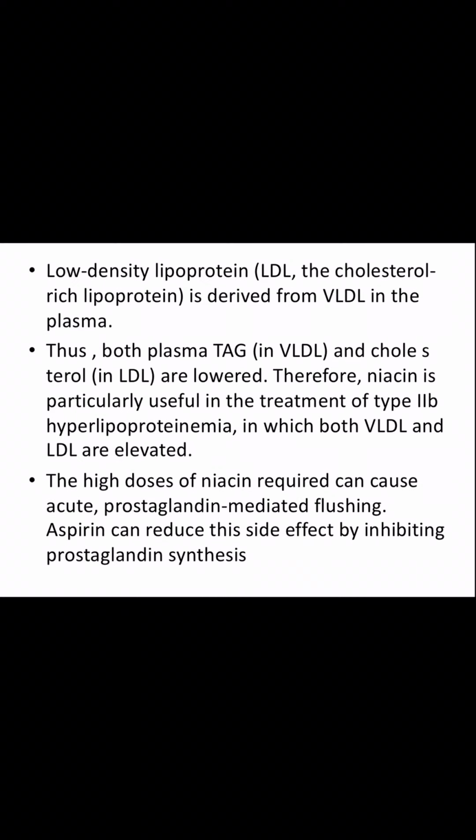LDL. Okay, so actually it is acting as a drug for lowering the cholesterol and the LDL, VLDLs in your body. So thus both plasma TAG in VLDL and cholesterol in LDL are lowered. Therefore, niacin is particularly used in the treatment of type 2b hyperlipoproteinemia, in which both VLDL and LDL are elevated. The high doses of niacin required can cause acute prostaglandin mediated flushing, and aspirin can reduce this side effect by inhibiting prostaglandin synthesis. Okay.